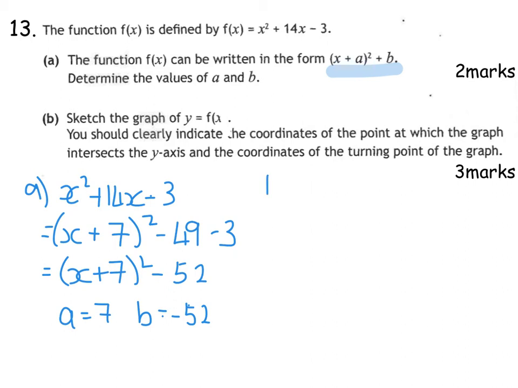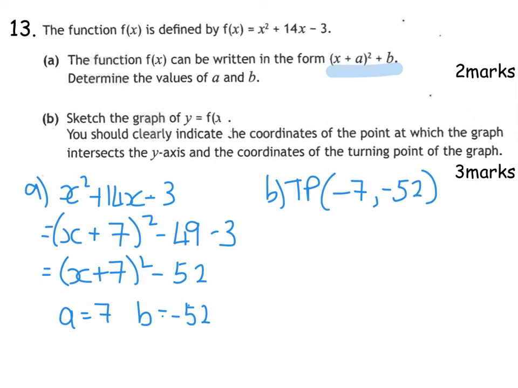Part B wants us to sketch this. So basically, once it's in completed the square form, means you can read off your turning point. So your turning point is plus 7 means it's gone to negative 7. It's always the opposite of what you think. So your turning point is along to negative 7 and down to 52. And there's no negative in front of the bracket, so it's a smiley face.